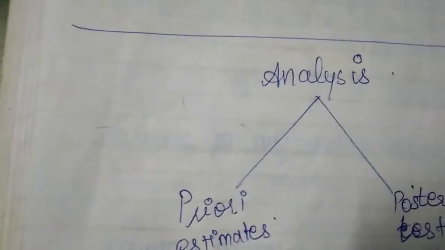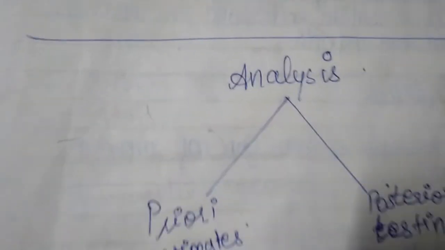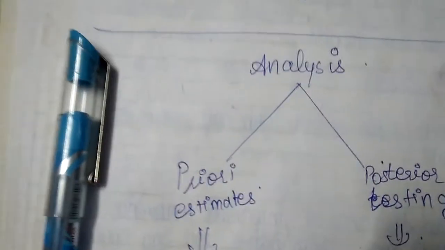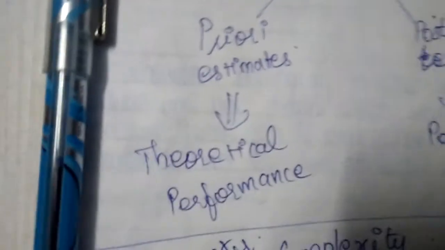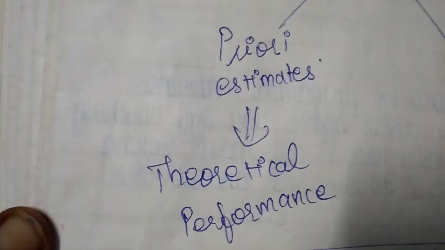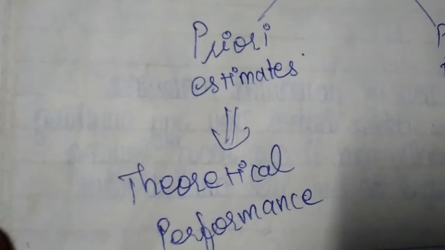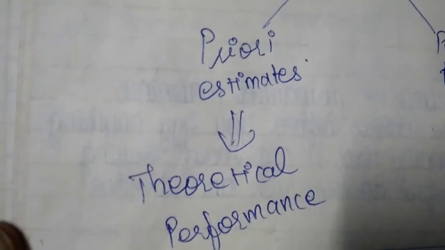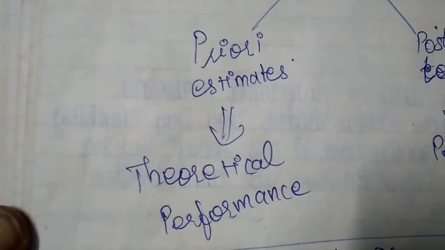Why is it very important compared to other elements? First one, we are going to have prior estimates. In the prior estimates, I am going to have a concept of theoretical performance. What is meant by theoretical performance? Prior estimates means it's a theoretical example, theoretical performance. What is theoretical performance? The algorithm must be measured using external factors. External factor means the theoretical part.